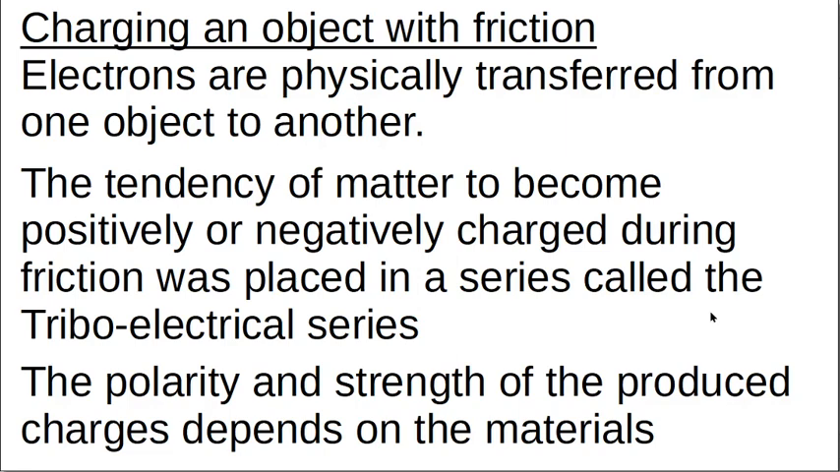Okay, so now let's talk about the way we can charge objects. You can charge an object with friction. So electrons are literally physically picked up from one object onto another object. Now, they will often give you objects in a test. They're 2 random objects. Don't worry what the objects are, worry what the electrons are doing, okay?